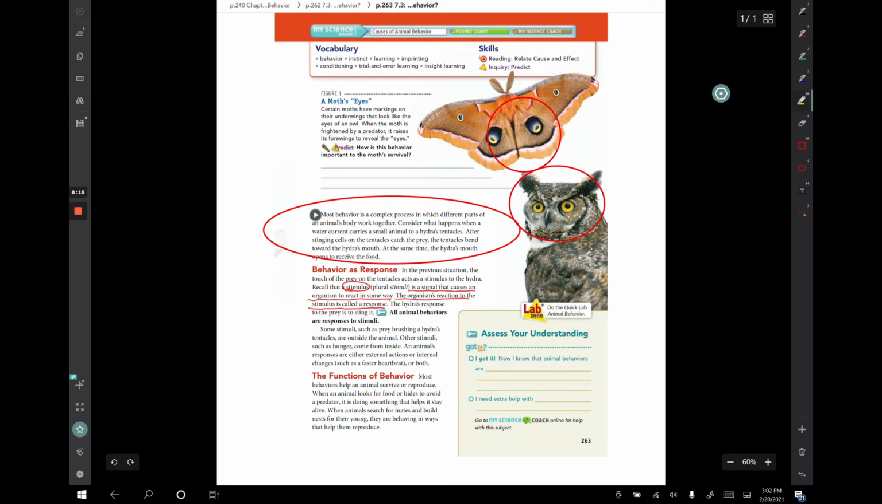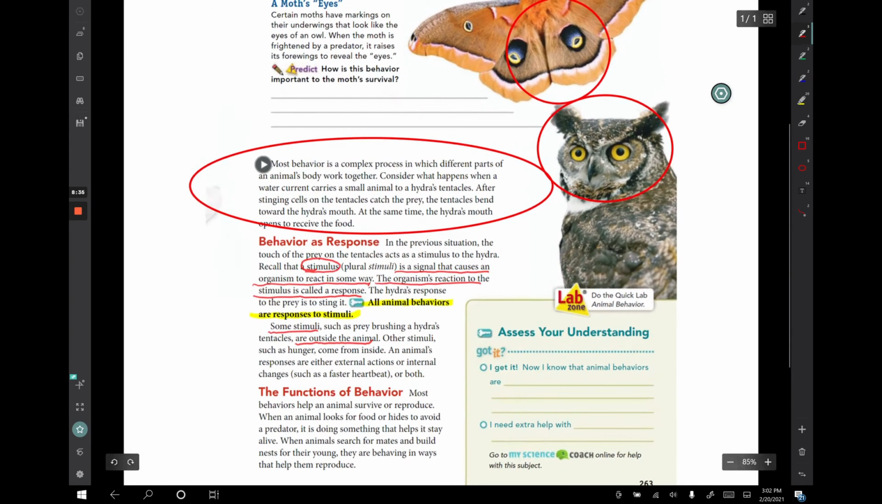And it is important to know that all animals have behaviors that are responses to stimuli. Some of those stimuli are from outside the animal. So some stimuli are outside the animal. For example, the hydra that we just watched, that was an outside stimulus. The prey touched its tentacles and that caused the reaction.